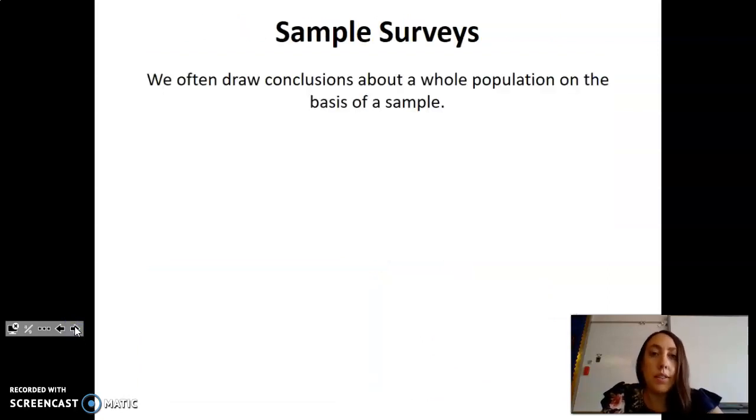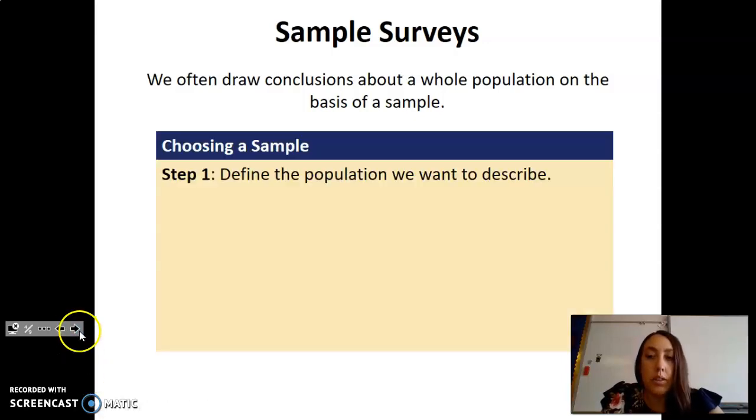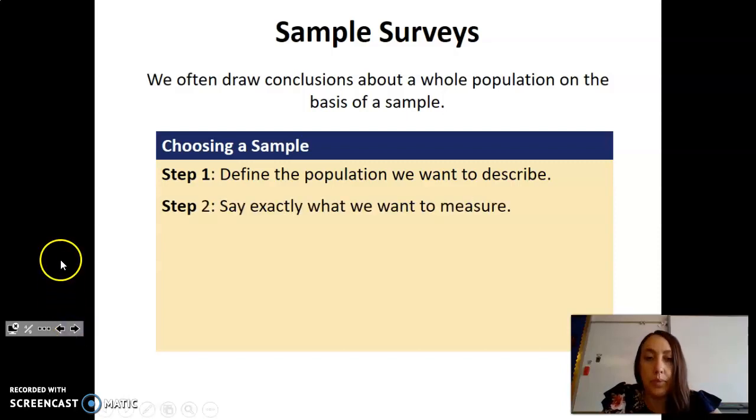So sample surveys are one way that we can collect data. Again, we often draw conclusions about a whole population on the basis of a sample. When you are choosing a sample, first you want to define the population you want to describe. Maybe it's all students at O'Connor High School, maybe it's all people in the Phoenix area, maybe it's all people in Arizona, all people in the US, all people in the world. Your population just depends on who you want to describe.